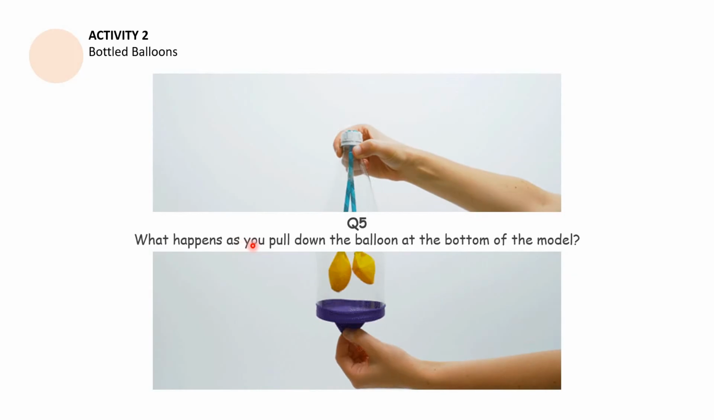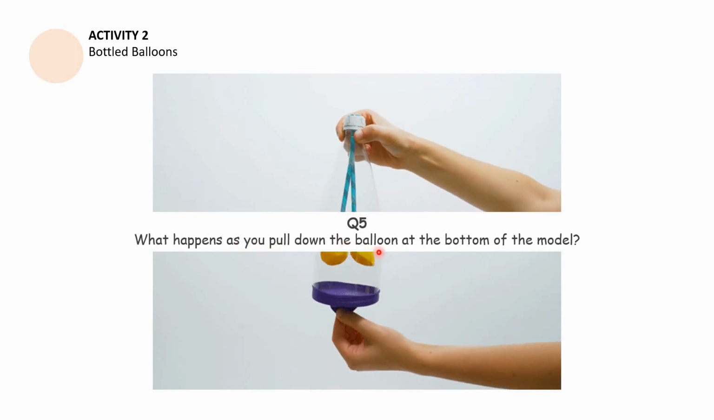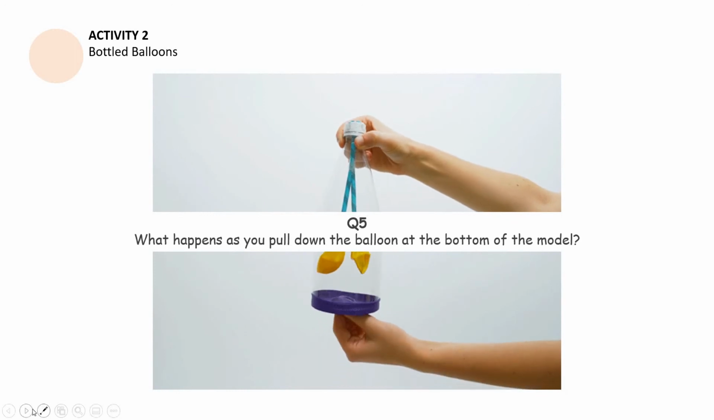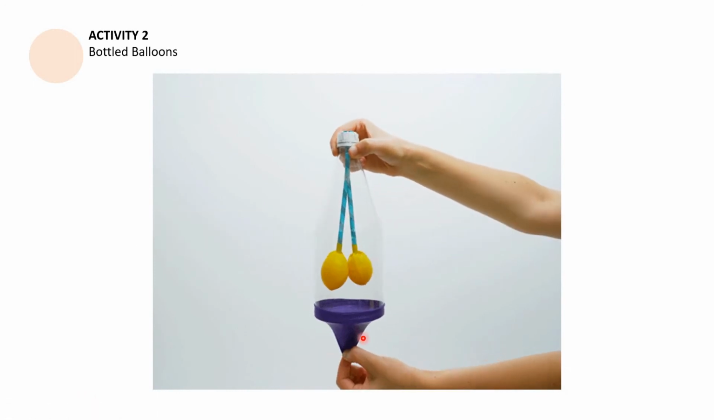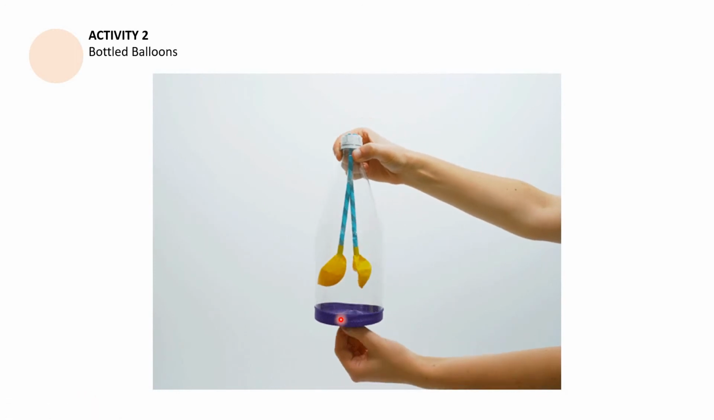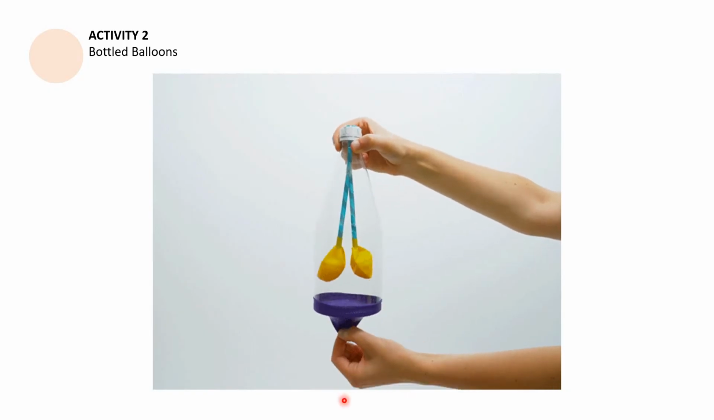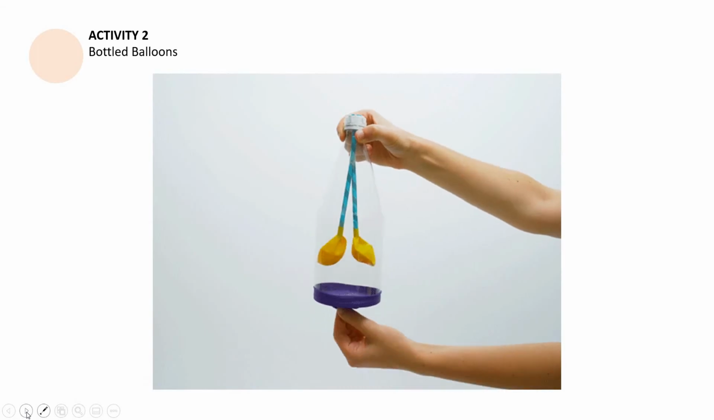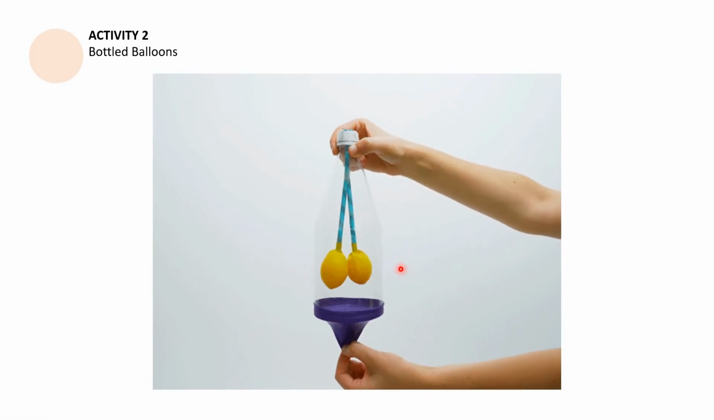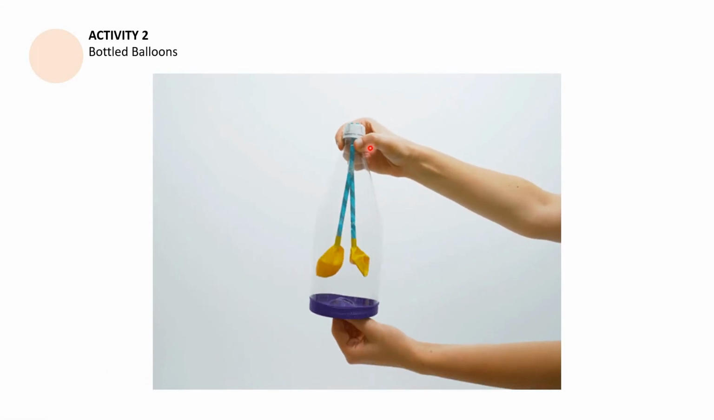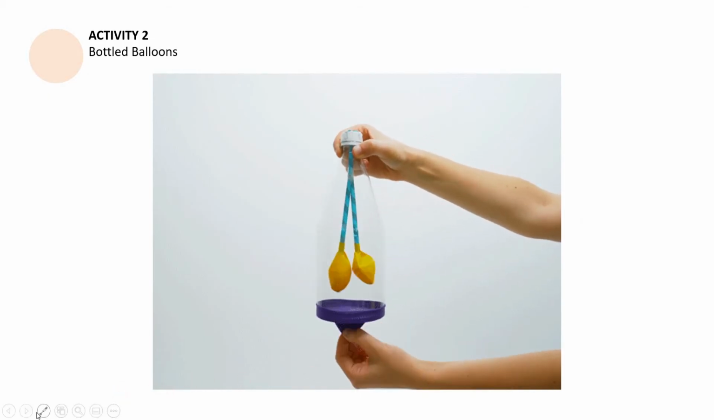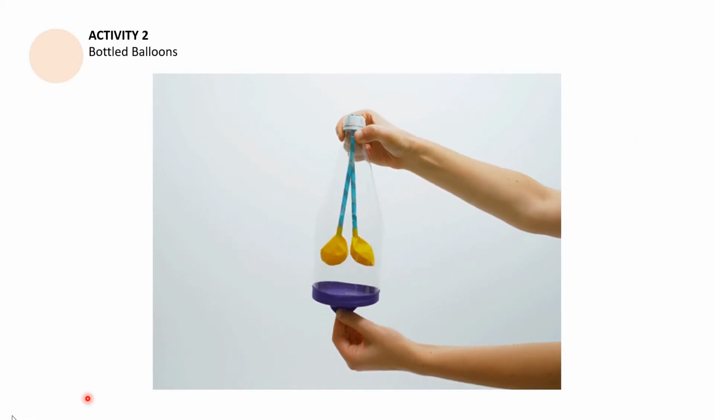Now, question number 5. What happens as you pull down the balloon at the bottom of the model? So, the balloon at the bottom of the model is this balloon right here. Okay, now, what happens when you pull it down? What is happening? Or, of course, what happens kapag itong si Kuya right here is pulling the balloon down? I am assuming he's a Kuya.